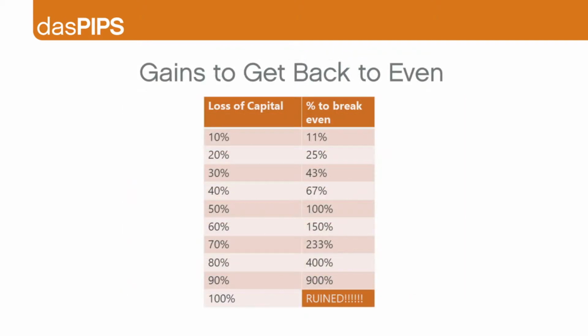And just to put this in perspective, consider the gains that you require to get back to even. If you lose 10%, you need 11% to get back to break even. If you lose 40% of your account, you've got to get 67% back. That means you have to grow 67% to get there. It's even worse when you hit half of your account. When you lose half of your account, you've got to double what's left to get it back. So it doesn't take long before you're ruined.